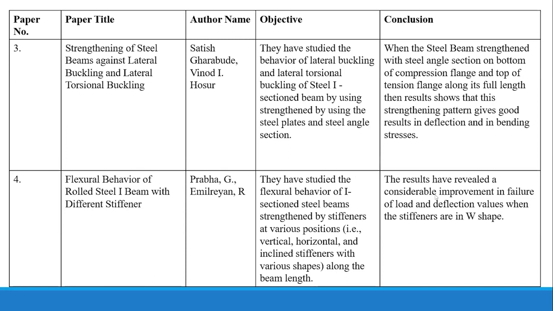Fourth paper is the flexural behavior of hot rolled I-section with different stiffeners. They studied the flexural behavior of I-section steel beams strengthened by stiffeners at various positions, that is vertical, horizontal, inclined stiffeners with various shapes along the beam. The results have considerably good improvement for the load and deflection.